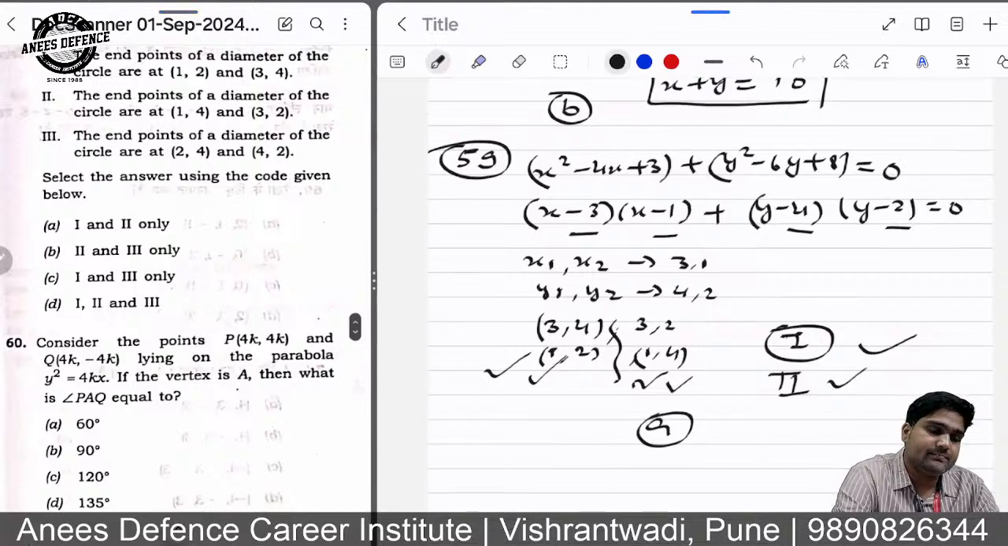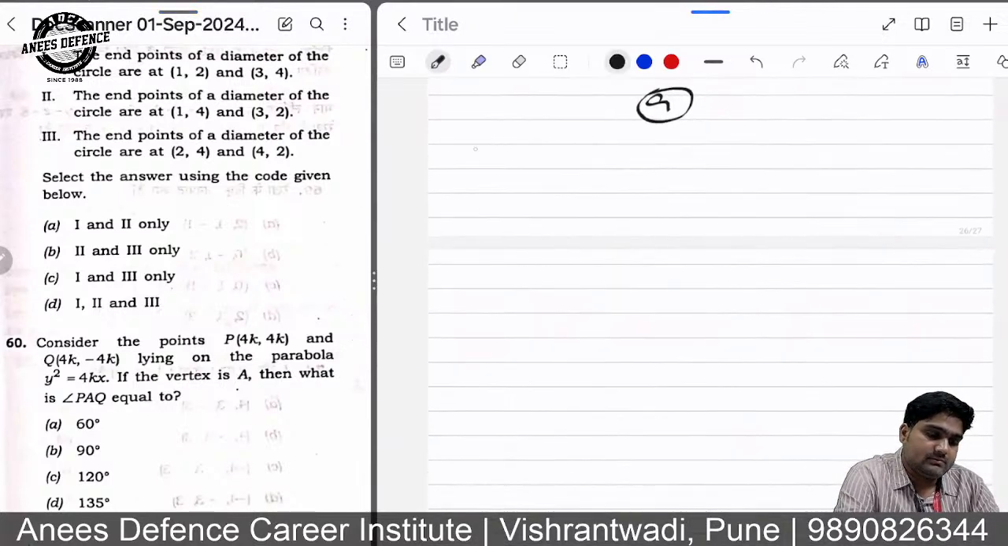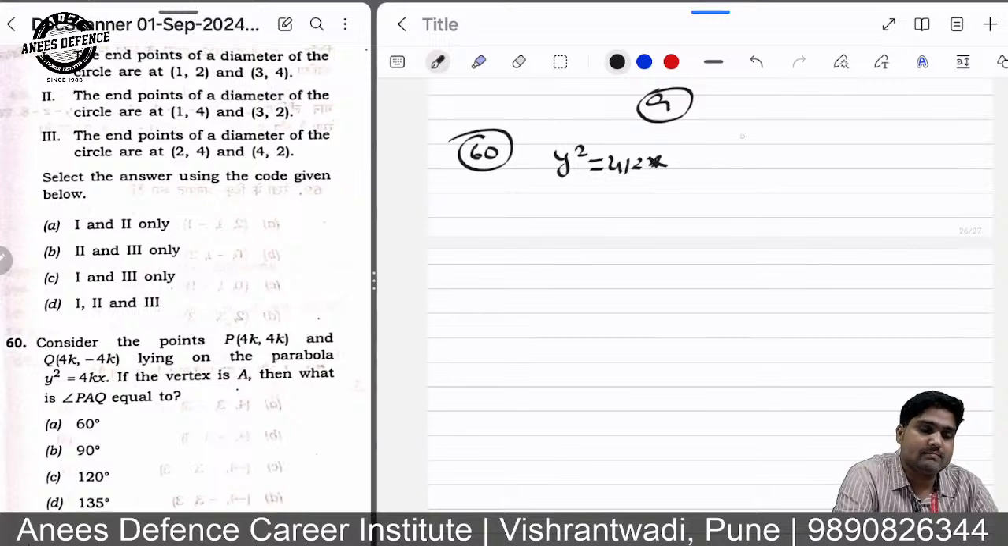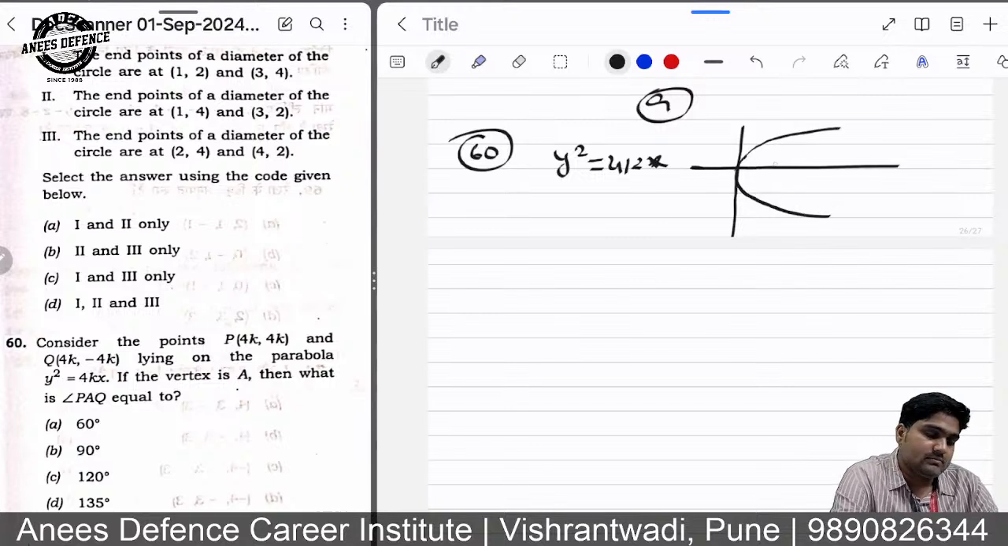Next, question number 60. In this question, the parabola equation is given: y² = 4kx. That means this graph is symmetric about the x-axis. So the vertex is (0, 0), and the endpoints P and Q are given as (4k, 4k) and (4k, −4k). P lies in the first quadrant, and for Q, x is positive and y is negative.